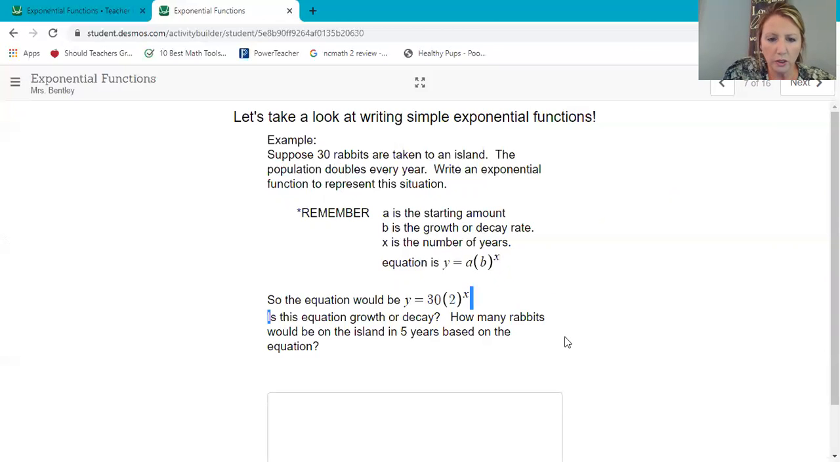Now, I'm going to let you answer these 2 questions. Is this equation growth or decay? I've actually already mentioned that. And then how many rabbits would be on the island in 5 years? So remember, x represents the number of years. So you're just going to substitute 5 in for your exponent and calculate 30 times 2 to the 5th power. And then just put your answer in this box and submit it, and then you're ready to move to the next screen.